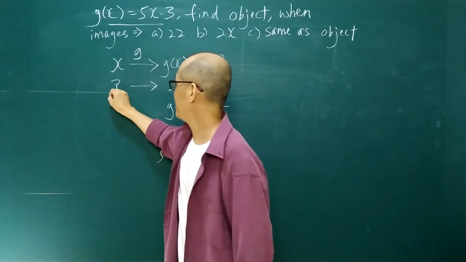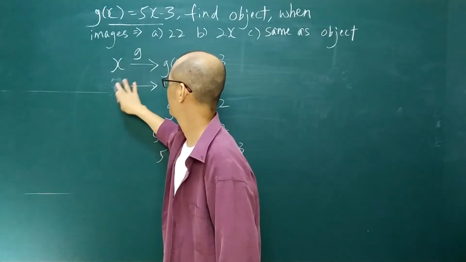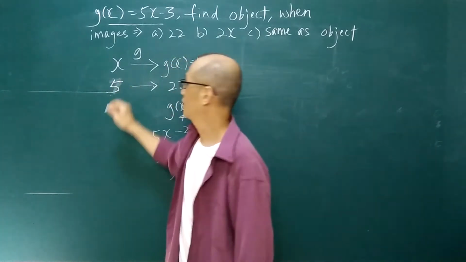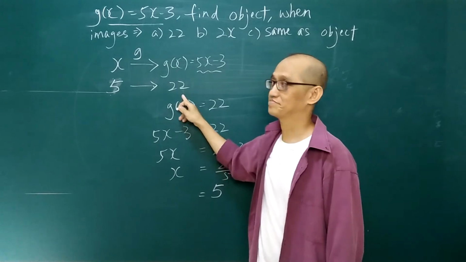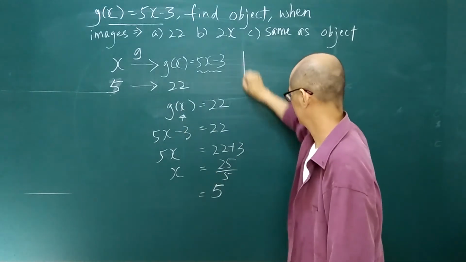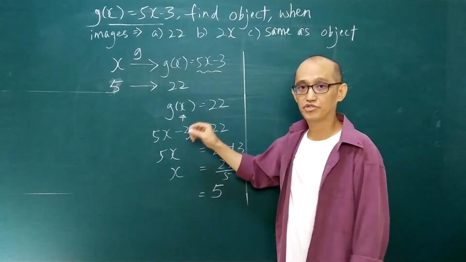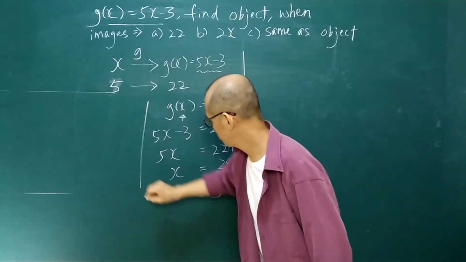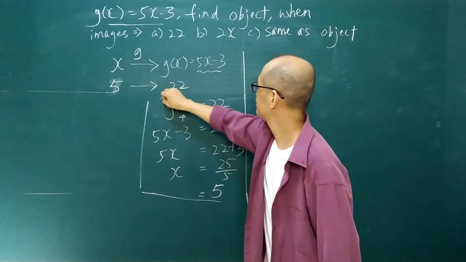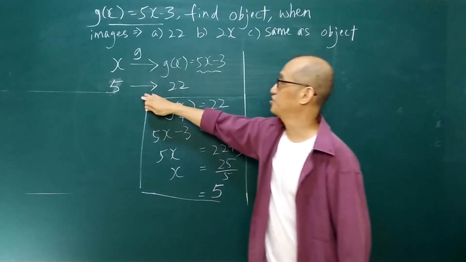So when the object is 5, the image is 22. So when you solve this problem, you need to only do this part. Okay, this part is just explanation.